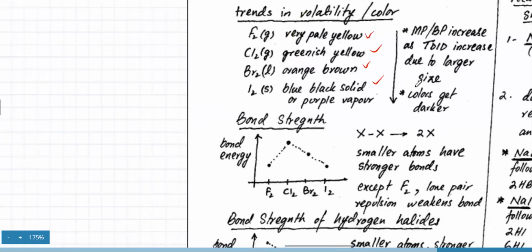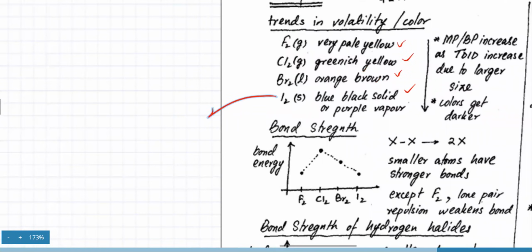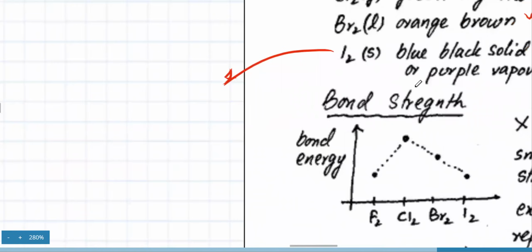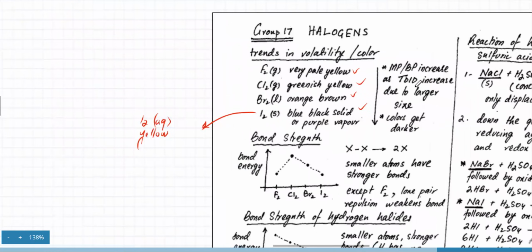In solution, iodine is yellow. It forms a yellow solution if it dissolves. So I2 aqueous, that is a yellow solution.